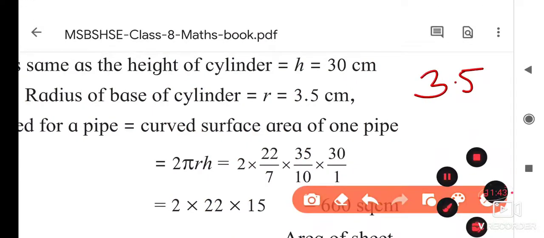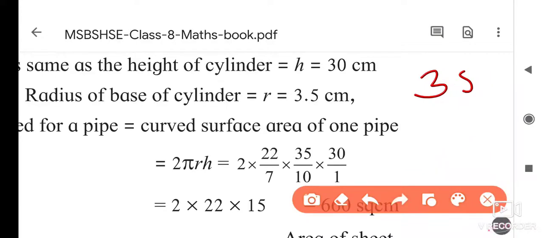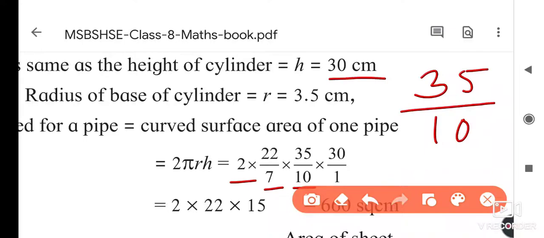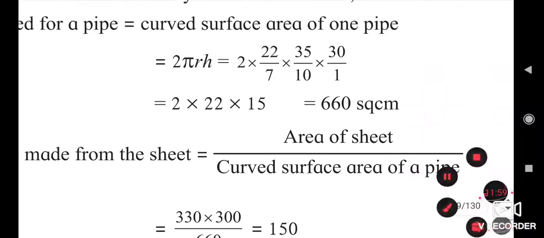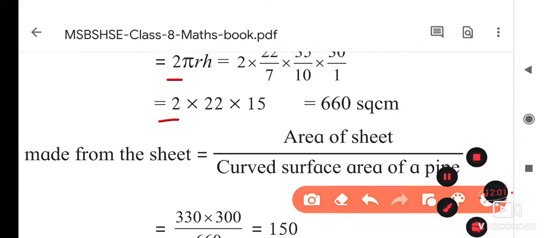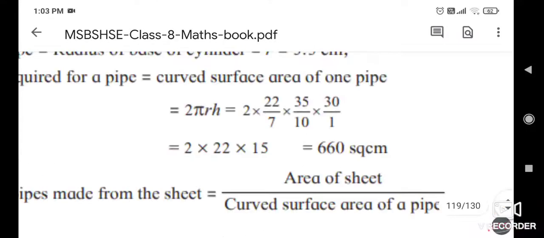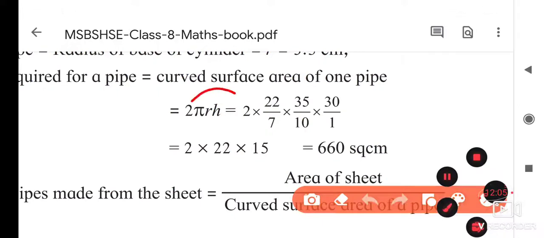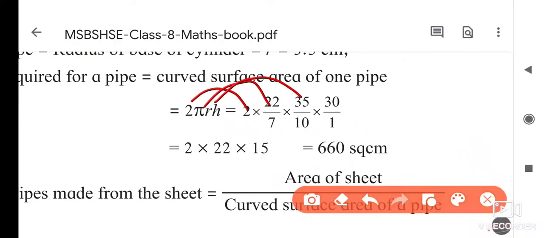Okay, to remove this point, how many digits are there after the point? 1. So what do we have to do? Divide this by 10, because there is 1 digit after the point. So here 2 into, this is the pi, 22/7, into 35/10, and into height, already given, that is 30. So this is 2 pi, radius is equal to 3.5, means 35/10, and height is equal to 30.